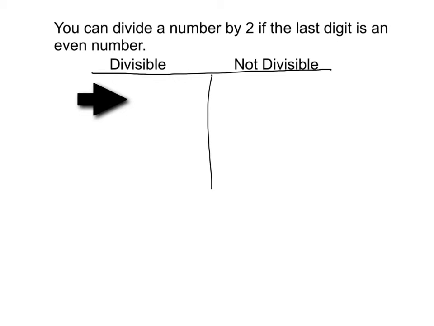You can divide a number by 2 if the last digit is an even number. And then it asks for 3 examples of numbers that are divisible, and then 3 examples of numbers that are not divisible. So I'm going to say, okay, let's see, the number 4 is divisible by 2. The number 168 would be divisible by 2 because it ends in an even number. And let's go big with 10,562, because 2 is an even number. So it would be divisible by 2.